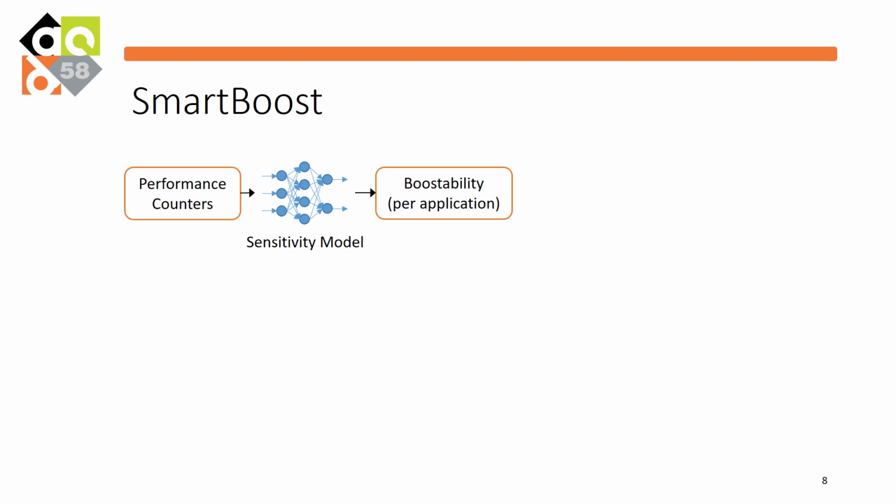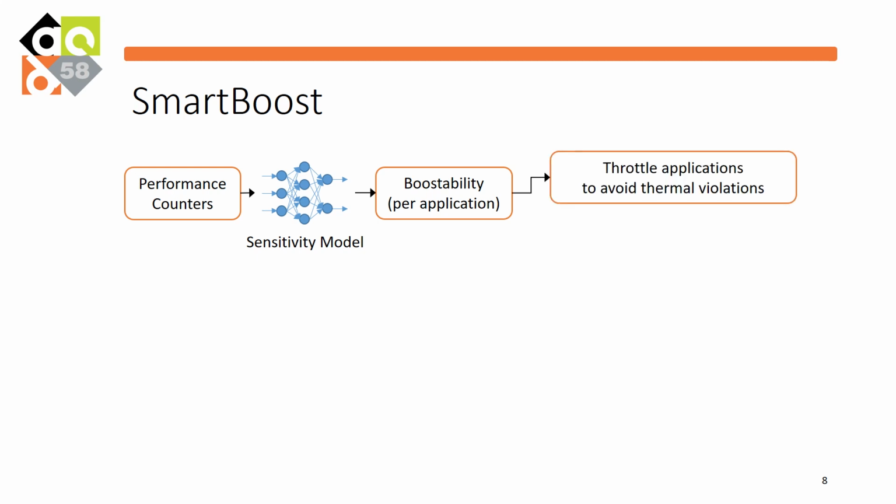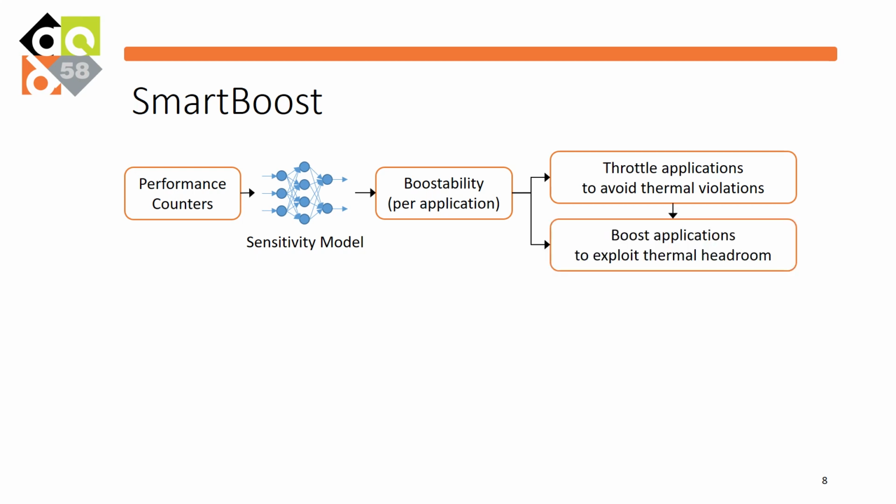This is done for every thread to get the boostabilities of all applications. Then our technique traverses 3 phases. First, we throttle applications if it is required to avoid thermal violations. Here we select applications with low boostability, as explained earlier. Next, we boost applications if thermal headroom exists that can be exploited. This step selects applications with high boostability.